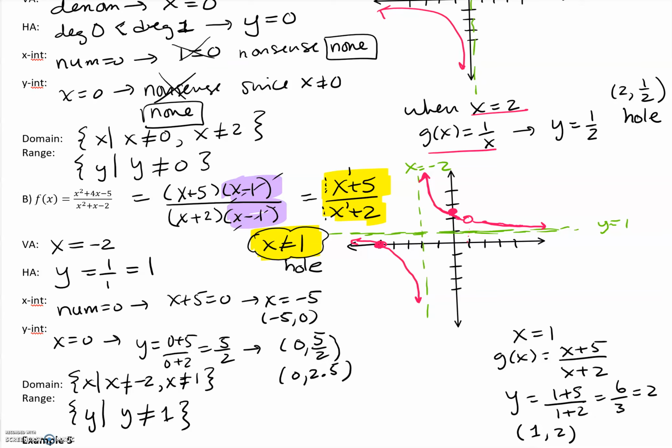And I also have to pay attention that not only that, we forgot about this hole for the range. Y also cannot be 2, where I made the hole. So y cannot be 1 because of the horizontal asymptote, and y cannot be 2 because of the hole that I just made.